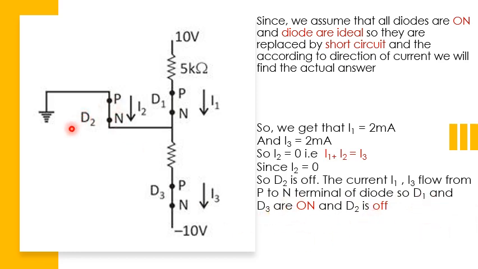Or by seeing the circuit itself you might have guessed that here the anode is grounded, so obviously your D2 will be in the off condition. In the previous slide I might have shown that the anode is grounded, so obviously D2 is off. So you should not take more time for such circuits. By seeing this itself you have to predict the answer. A similar kind of circuit we will see next.